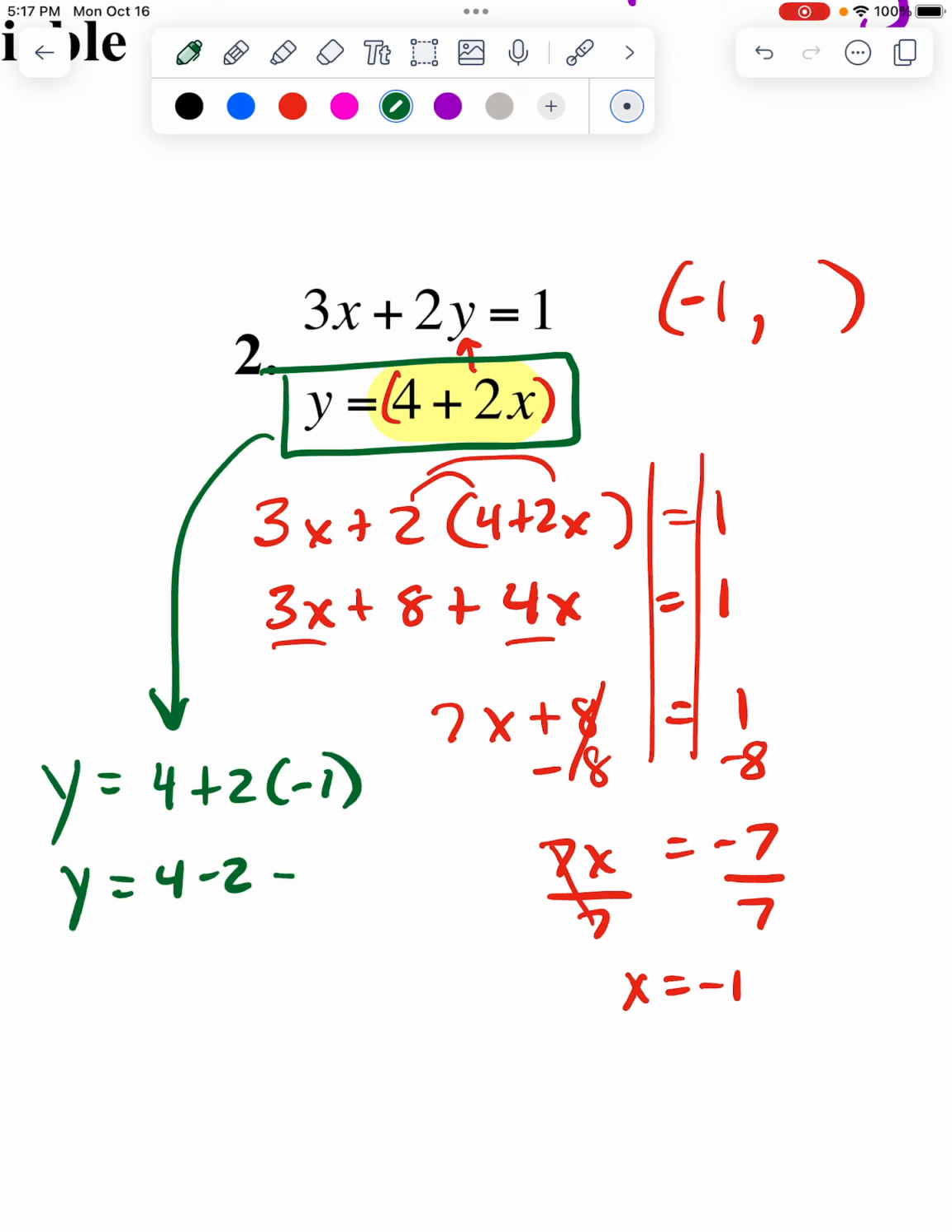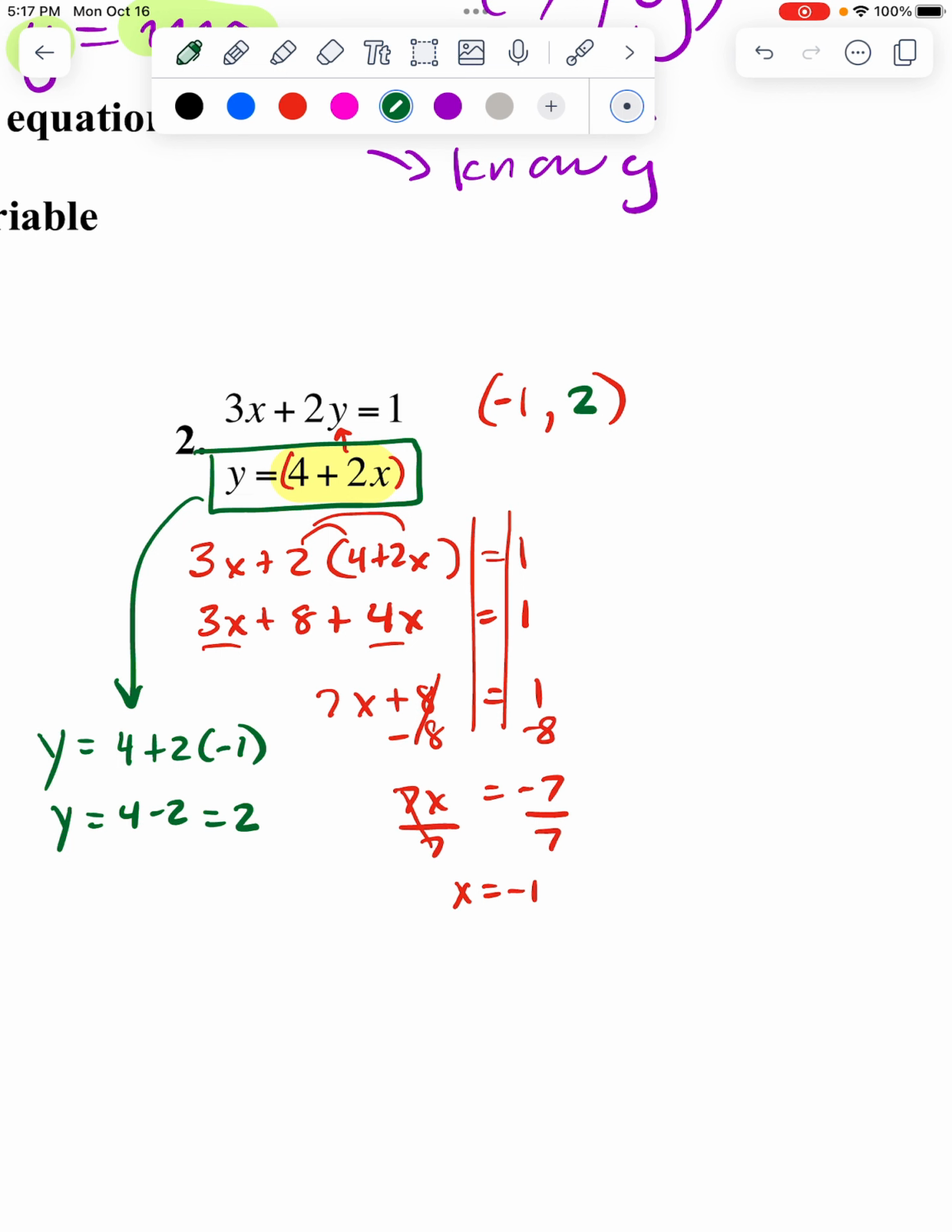And if you really, really want to know if it's right, you're going to take each of these and check them. I'm going to put a -1 in for x and a 2 in for y and see if it equals 1. That'd be -3 plus 4, and I got 1. Now I'm going to check it in the bottom equation. So I put a 2 where the y was and a -1 where the x is. So 2 equals 4 minus 2, which it does. So I can check and make sure that this is the proper solution.